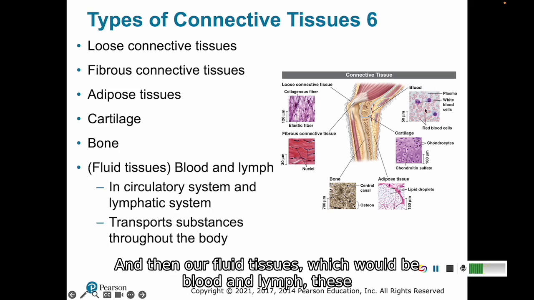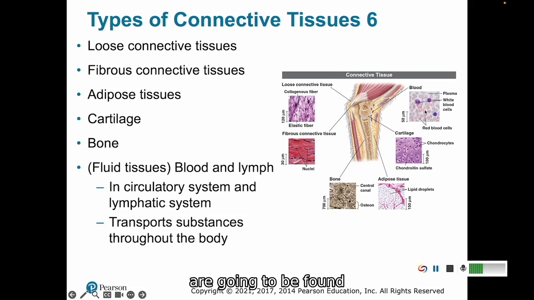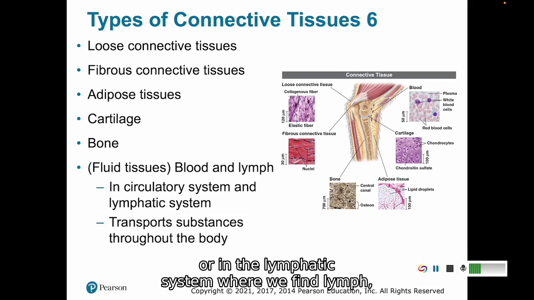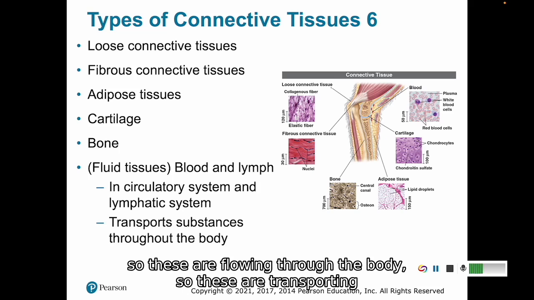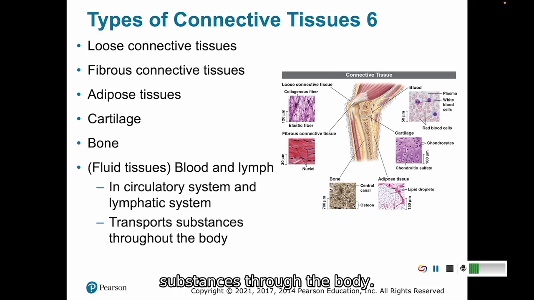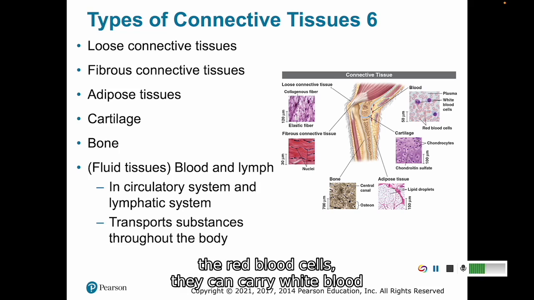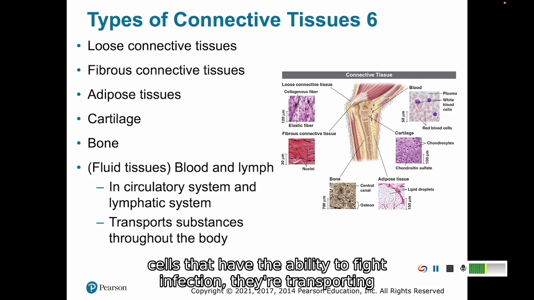And then our fluid tissues, which would be blood and lymph, these are going to be found in the circulatory system where you find blood, or in the lymphatic system where we find lymph. So these are flowing through the body. So these are transporting substances through the body. They can carry nutrients. They can carry oxygen in the red blood cells. They can carry white blood cells that have the ability to fight infection. They're transporting things through your body.